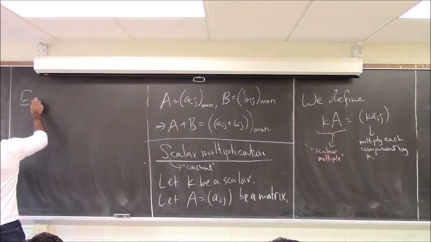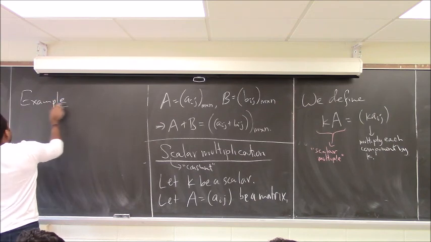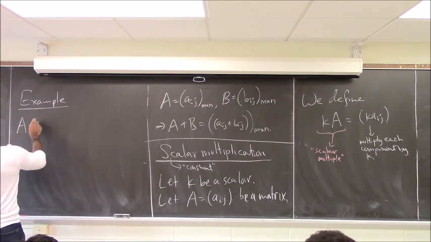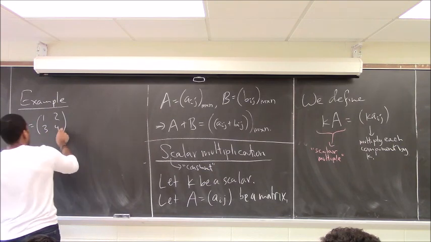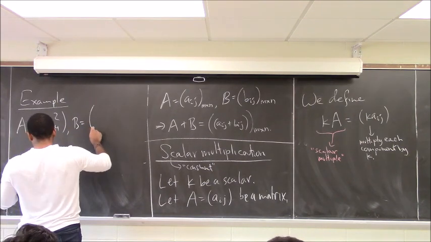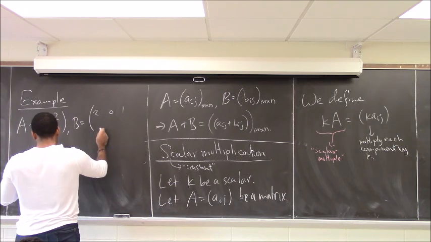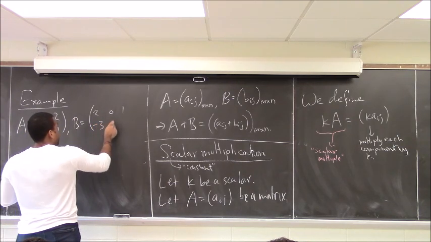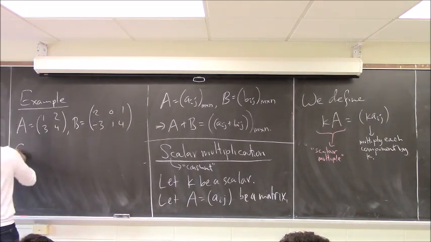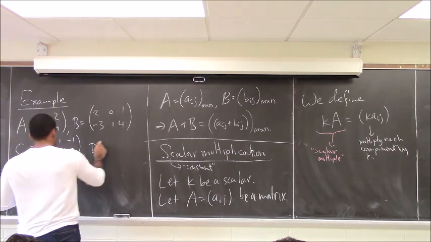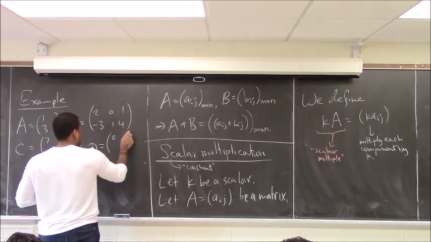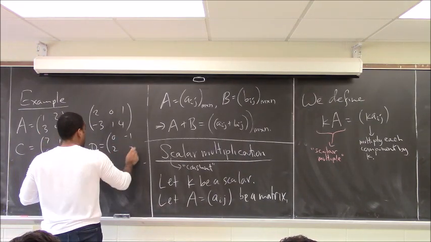So here's an example. Here are some matrices. A, which I would take to be 1, 2, 3, 4. B, which I would take to be 2, 0, 1, minus 3, 1, 4. C is the matrix 7, 1, minus 1, 0, 1, 2. D is the matrix 0, minus 1, 2, 2.